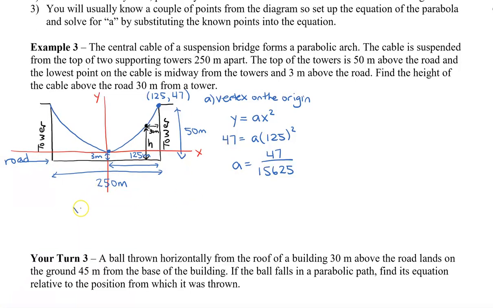All right, so now the next thing that we're going to do is we're going to write our equation, and I'm going to do that over here. So we have y is equal to 47 over 15,625 x squared. Now, we haven't actually answered the question yet.